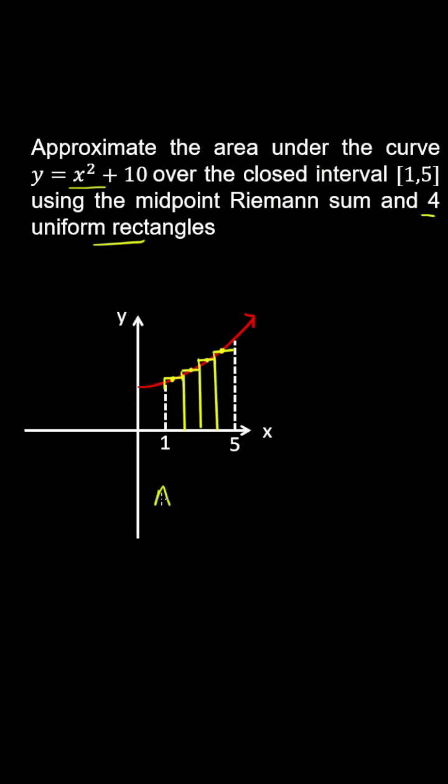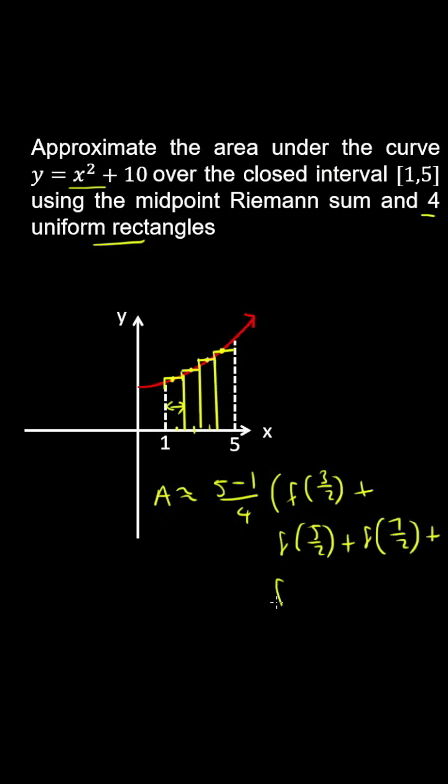So therefore the area under the curve is approximately equal to 5 minus 1 on a number of rectangles, which gives you the width of each rectangle. And then we multiply by the sum of the heights of those rectangles, as defined by the midpoint. So over here we have 1.5, so that will be the function f of 3 on 2. Here is 2.5 plus f of 3.5 to get that midpoint, and then plus a function of 4.5 to get that next midpoint. And then evaluate this and post your answer in the comments.